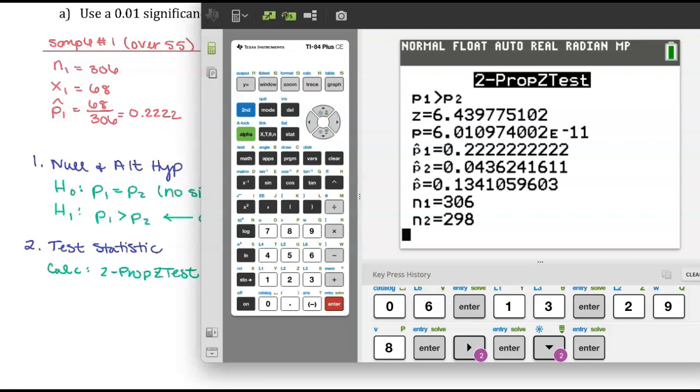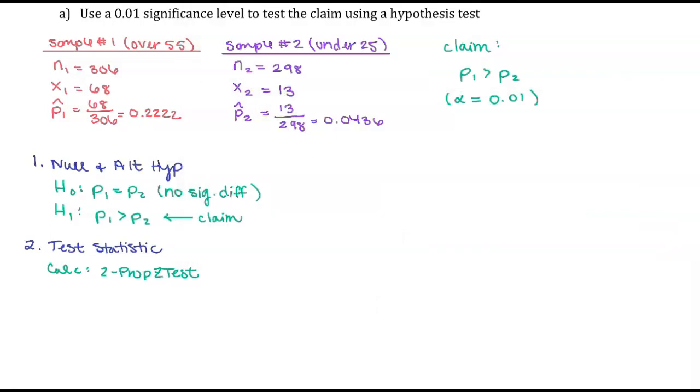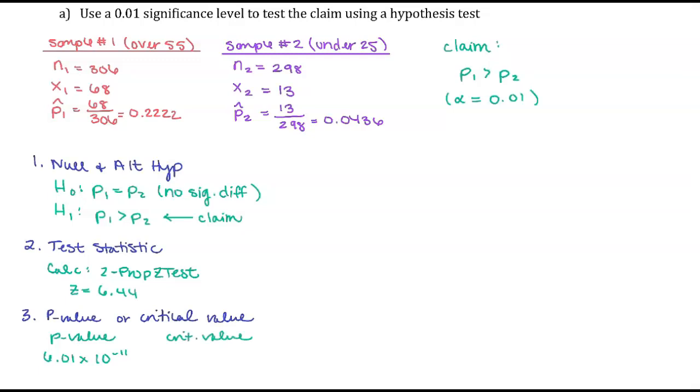Let's take this information back to the example. We found a test statistic, z equals 6.44. The third step of our hypothesis test is to calculate the p-value or critical value. The easiest thing to do in this situation is use the p-value given to us by the calculator function. We found a p-value of 6.01 times 10 to the negative 11th. If you want to instead go the critical value route, you would need to find the z-score that has a left area of 0.99, and that would give you a value for z equal to 2.33.